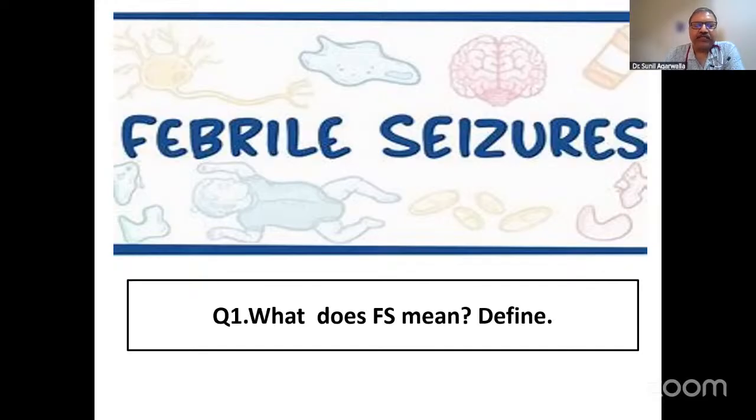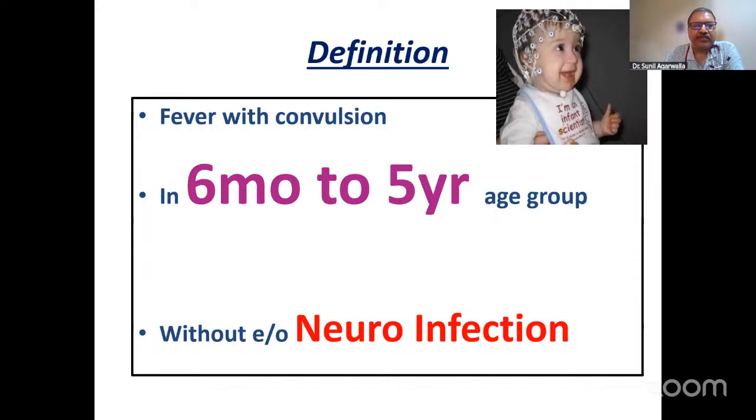So let me tell you on a questionnaire basis, what does febrile seizure mean? The definition is that febrile seizure is fever with seizure, fever with convulsion. Let me tell you the difference between seizure and convulsion. Seizure is a broader terminology, but if it is motor in nature and having some motor activity, then we call this a convulsion. And this is very pertinent in a particular age group, 6 months to 5 years. And we know that 6 months to 5 years is known as febrile seizure without any evidence of neuroinfection.